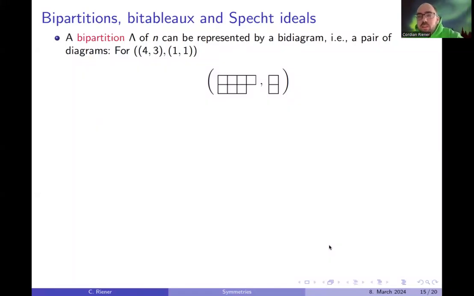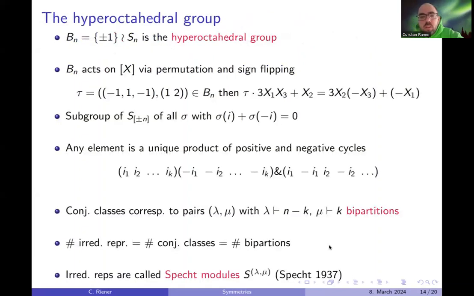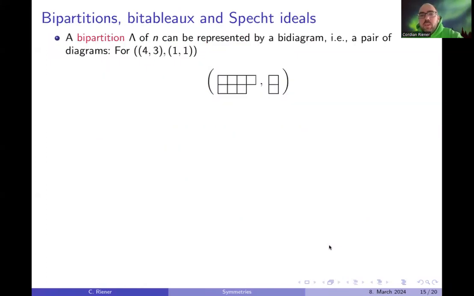For the previous slide, is there any change in defining the Specht polynomial for the signed partition? Yes, we will come to that in a moment. It's a very good question. So I just wanted to show this. We have B partitions instead of partitions.